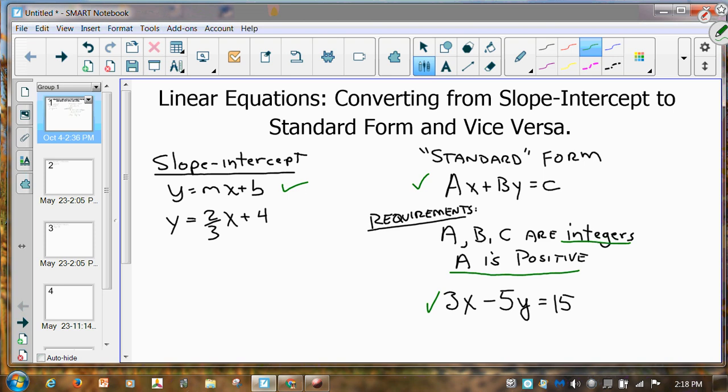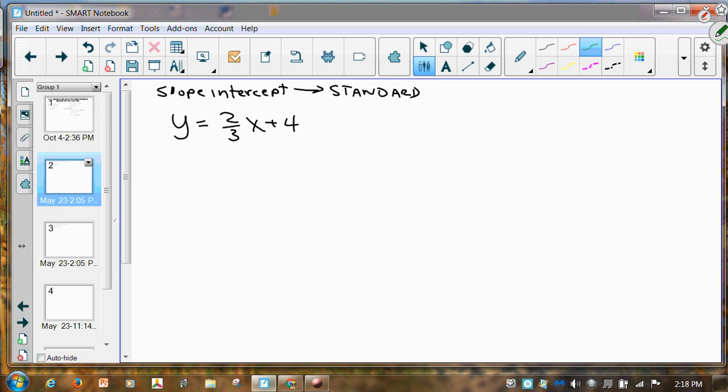Okay, so let's move on and take a look at how to convert. Now let's take the example equation that we had, y equals 2/3 x plus 4, and convert that to standard form. The first thing we want to do is get rid of all the fractions in this equation because we have to end up with whole numbers. The easiest way to do that is just multiply the entire equation, both sides. Remember, whatever we do to one side of an equation, we must do to the other to keep it in balance. So we're going to multiply the entire equation by 3.